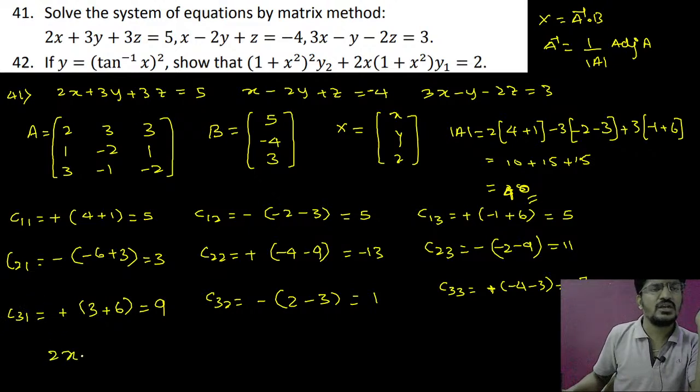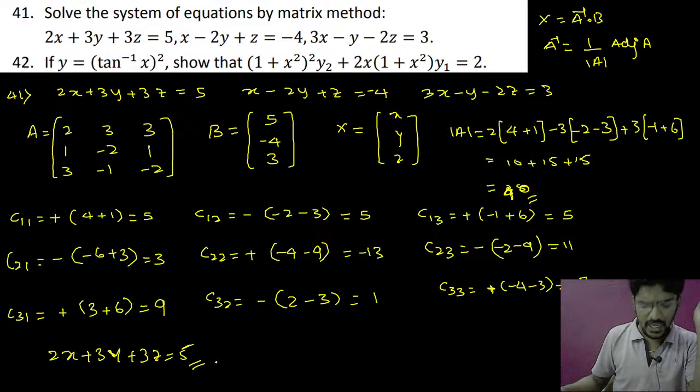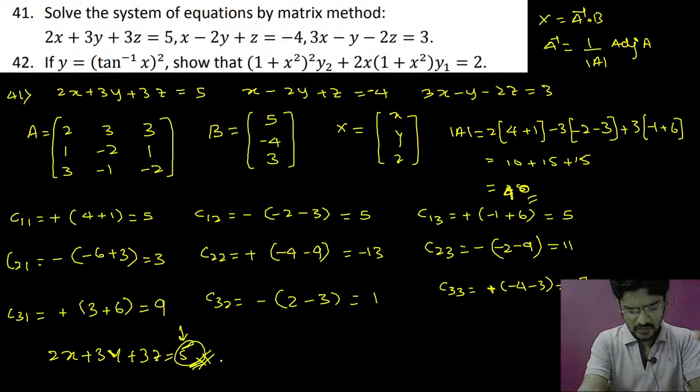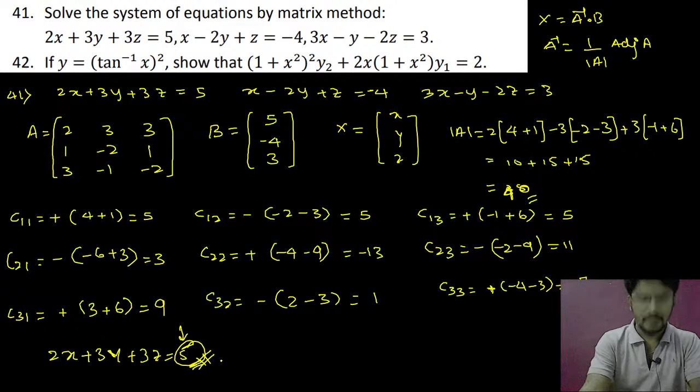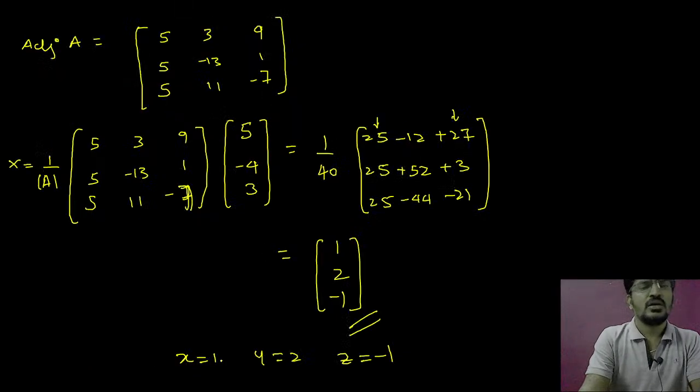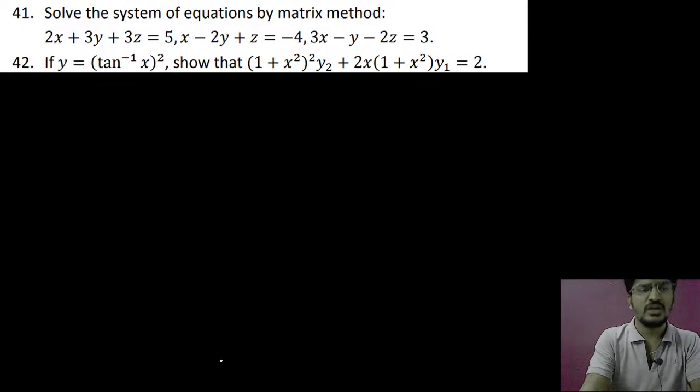So put in the 2x plus 3y plus 3z equal to 5. So put x value 1, y value 2, z value minus 1. It will be equal to 5. Okay. If your answer is right, you will get 5. If your answer is wrong, you will not get 5. So that you can verify. You can verify in all three equations. Clear? Very good. Now we can quickly move to the next problem.